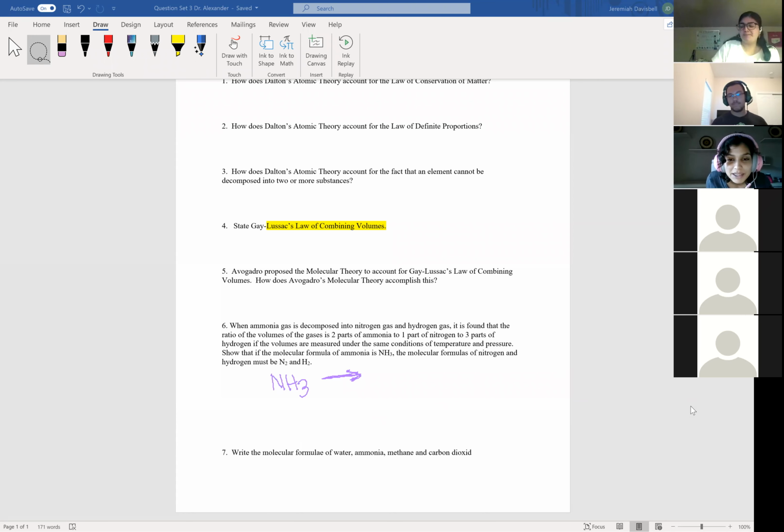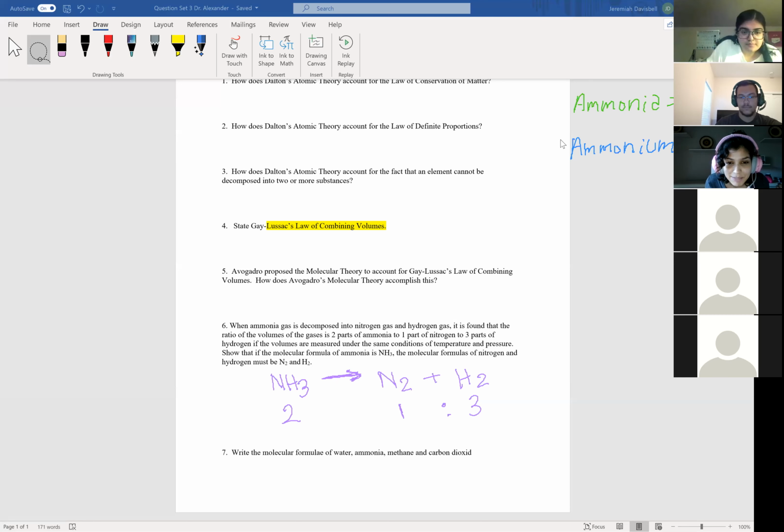Awesome. Okay, so it says that it's decomposed into nitrogen gas, which is N2, and hydrogen gas. Found that the ratio volumes of the gases is 2 parts ammonia and 1 part nitrogen and 3 parts hydrogen. But the volumes are measured under the same conditions of temperature and pressure. Show that if the molecular formula of ammonia is NH3, the molecular formula of nitrogen and hydrogen must be N2 and H2.